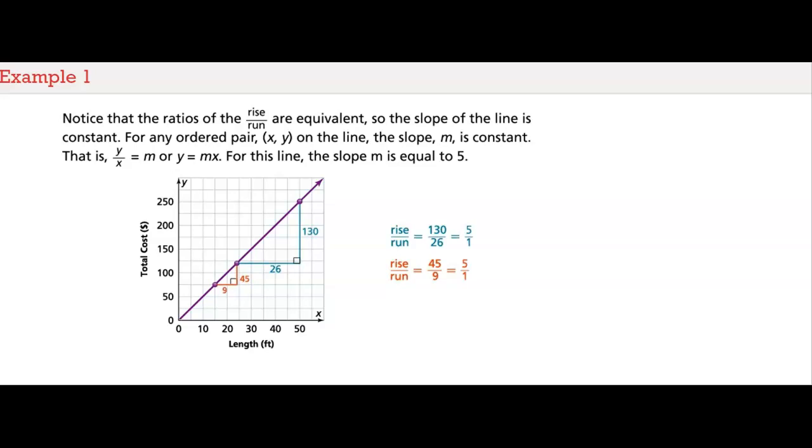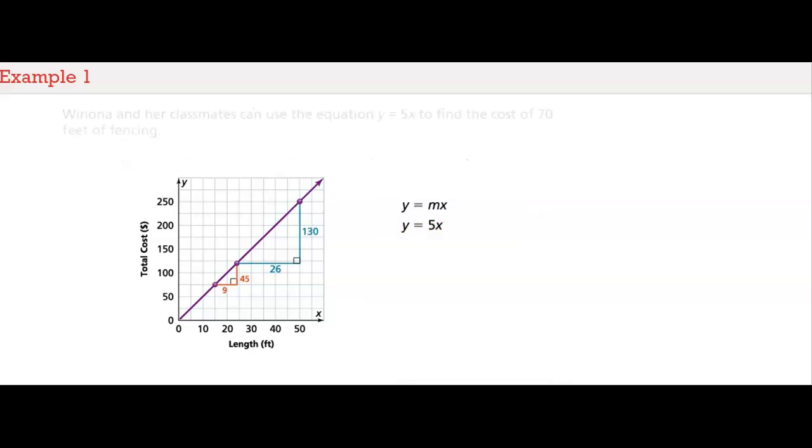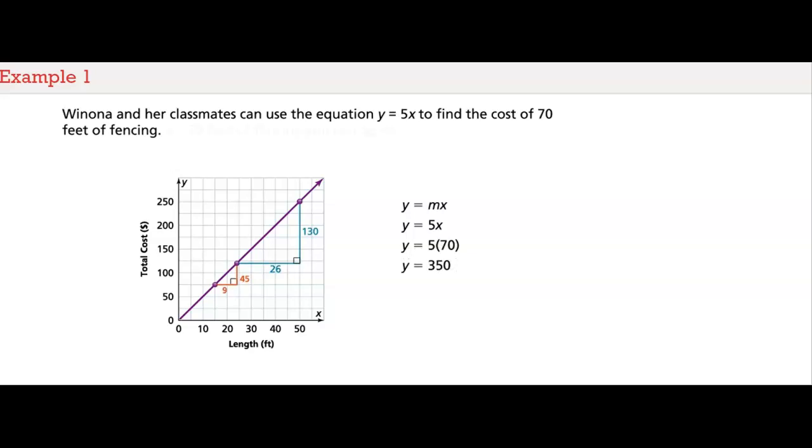Notice that the ratios of the rise to run are equivalent, so the slope of the line is constant. For any ordered pair (x, y) on the line, the slope m is constant. That is, y divided by x is equal to m, or y is equal to m times x. For this line, the slope m is equal to 5. Winona and her classmates can use the equation y is equal to 5x to find the cost. y is equal to 5 times 70, which is equal to 350. So 70 feet of fencing will cost $350.